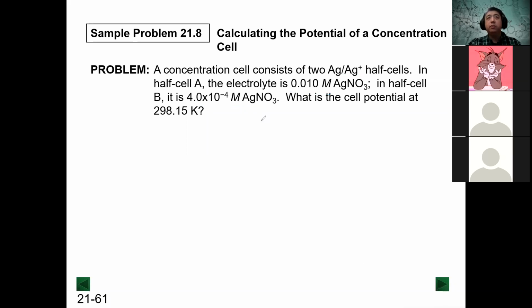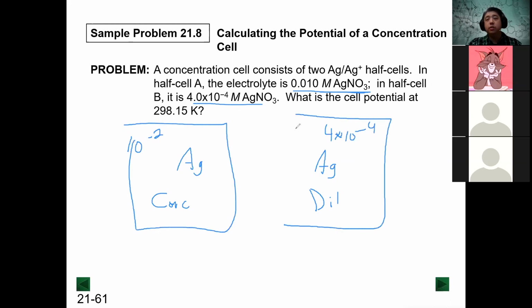Okay. So I have two concentrations. They both are essentially the same thing. So I have silver over here and silver over here. I'm going to refer to this as silver concentrated and silver diluted. Okay. So that's kind of indicating what I have here. Based on the two concentrations, this one is essentially 10 to the negative 2. And this one is 4.0 times 10 to the negative 4. So this one is the concentrated one. This one is the diluted one.